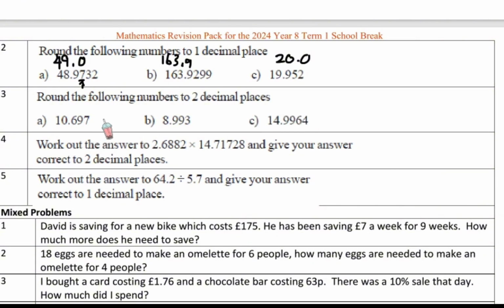Question 3. Round the following numbers to two decimal places. For A, it will be 10.70. For B, it will be 8.99. And for C, it will be 15.00.